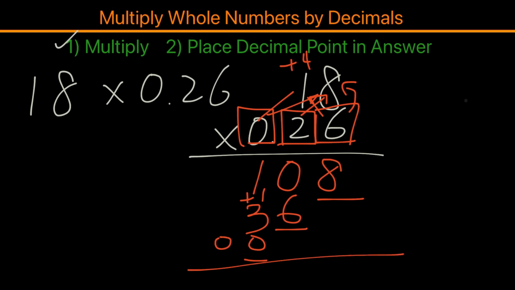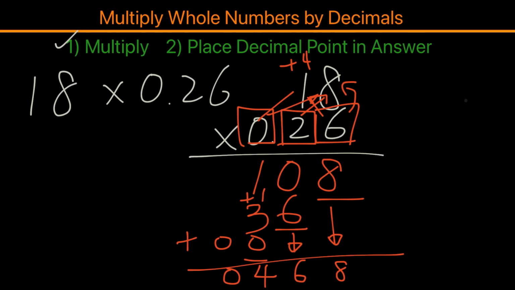And finally, we add them all up. So the 8 will bring it down. 0 plus 6, 6. 1 plus 3 plus 0 is 4, 0.